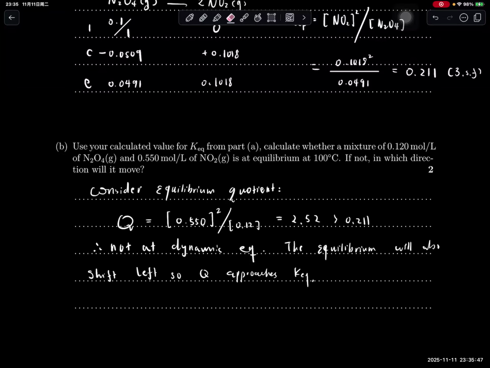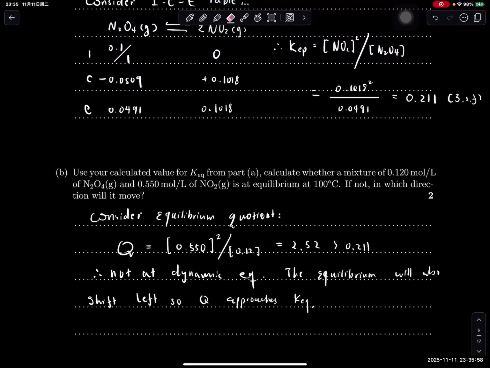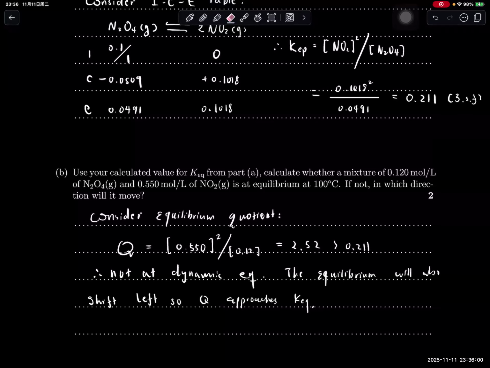Okay. So we calculated using the current given concentrations, we get a quotient value of 2.52, which is much larger than the K value. As a result, dynamic equilibrium has not yet been established. The equilibrium will go towards the left in order for Q to approach K. Okay.